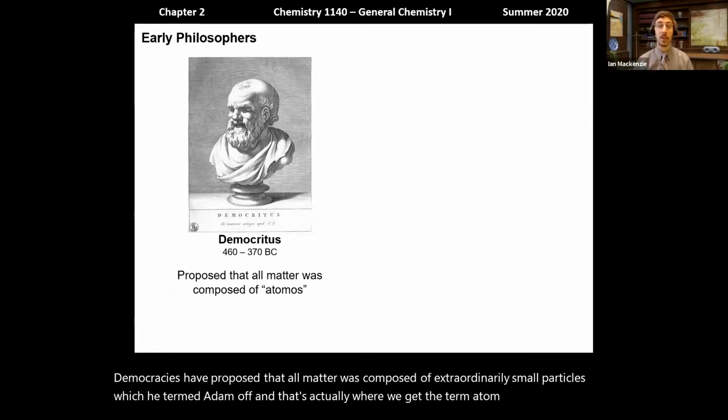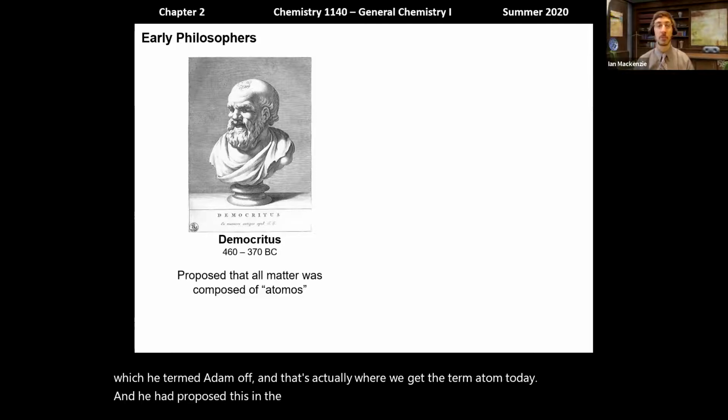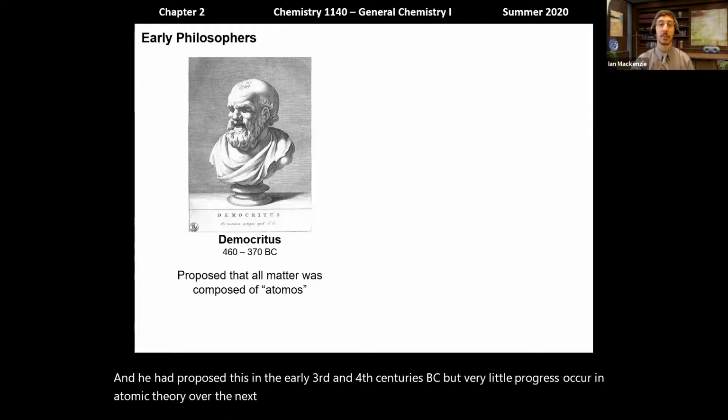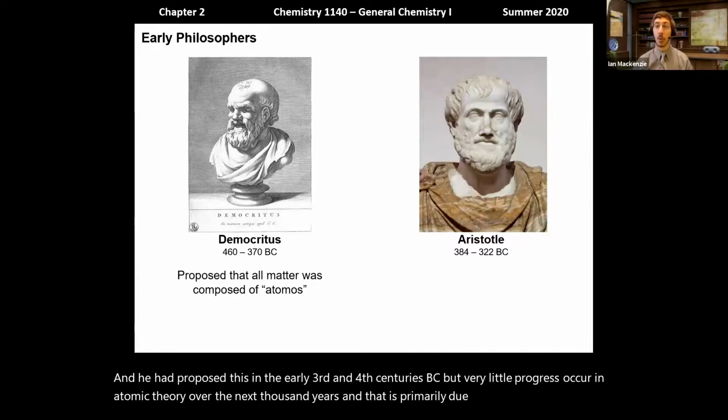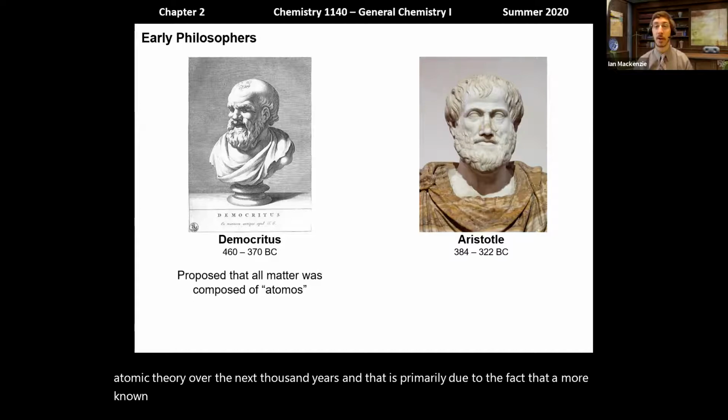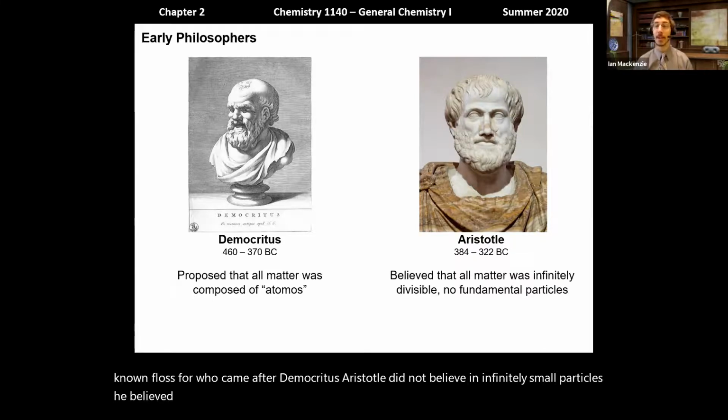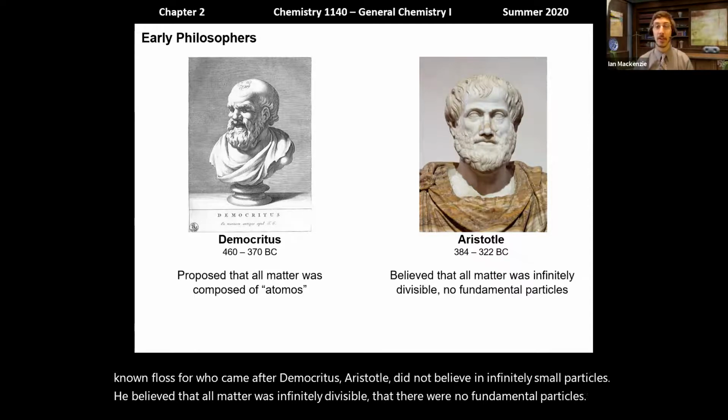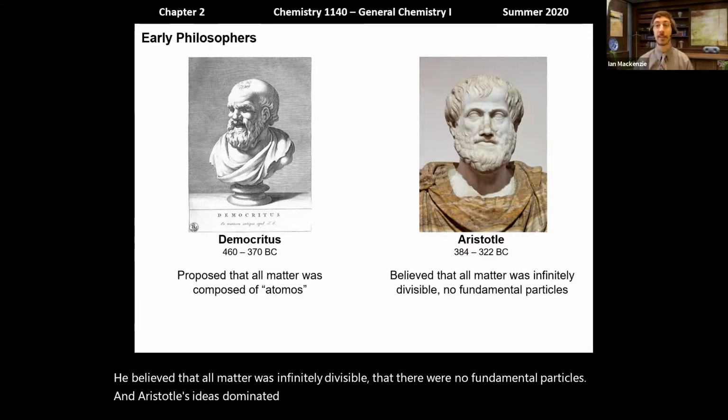And he had proposed this in the early 3rd and 4th centuries BC, but very little progress occurred in atomic theory over the next 1,000 years. And that is primarily due to the fact that a more well-known philosopher who came after Democritus, Aristotle, did not believe in infinitely small particles. He believed that all matter was infinitely divisible, that there were no fundamental particles. And Aristotle's ideas dominated Western civilization for the next 1,000 years. And as a result, there was very little progress in this idea of atoms.